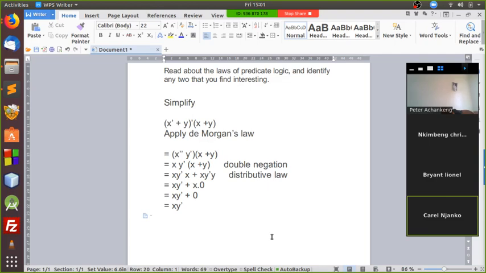So you need to see that applying the prime on all of these things is a challenging thing for you. If you don't see that as a challenging thing, then there's a problem. It means that you have not understood the laws of logic.